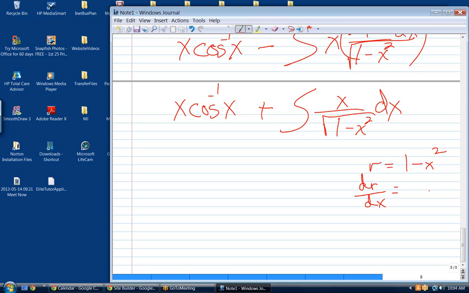Just negative 2x, which means dr is negative 2x dx. So I'm going to put this integral as an integral of r, and it would be x over r to the 1/2, and then dx is equal to dr divided by minus 2x. That's what dx is equal to, and that's what I need to put here, something that has a dr in it.